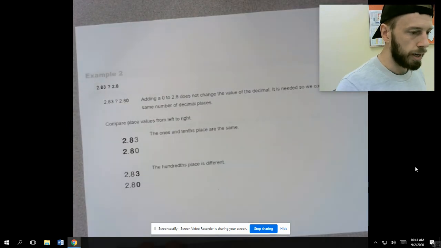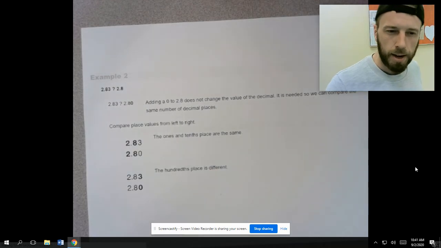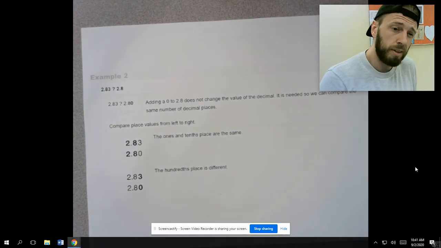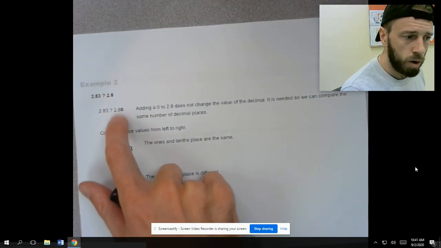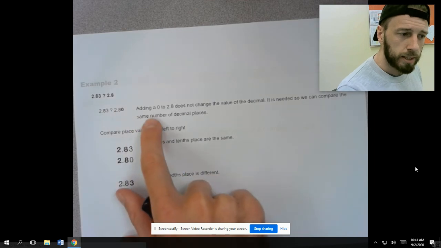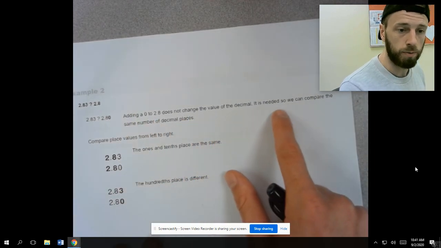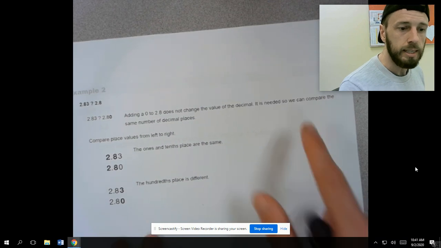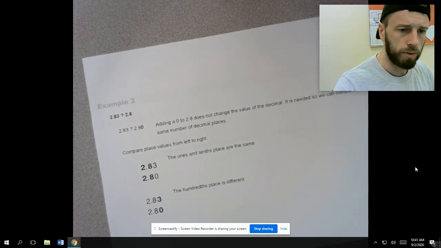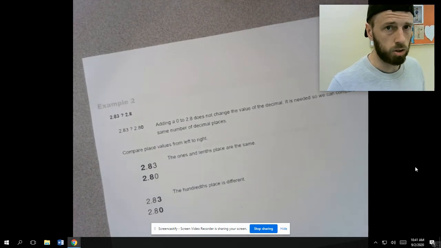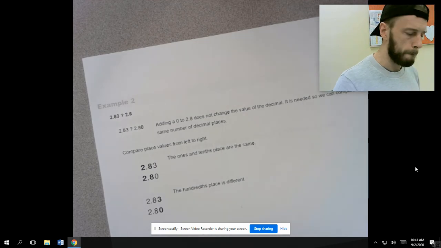Next one, example number 2. We've got 2 and 83 hundredths compared to 2 and 8 tenths. Now this one's a little weird because they don't have the same places. So what it tells us here is to put a 0 on the end of this number, because adding a 0 to 2 and 8 tenths does not change the value of the decimal. It's needed so we compare the same number of places. You can put as many zeros as you want on the end of a decimal, and it's still the same value. So we're allowed to do that.